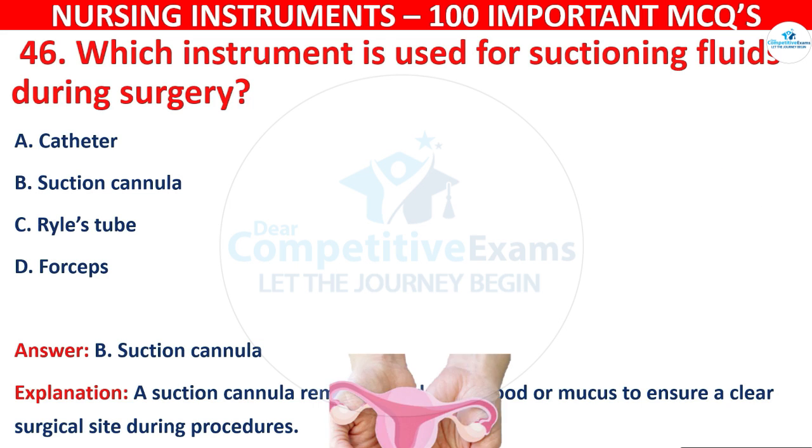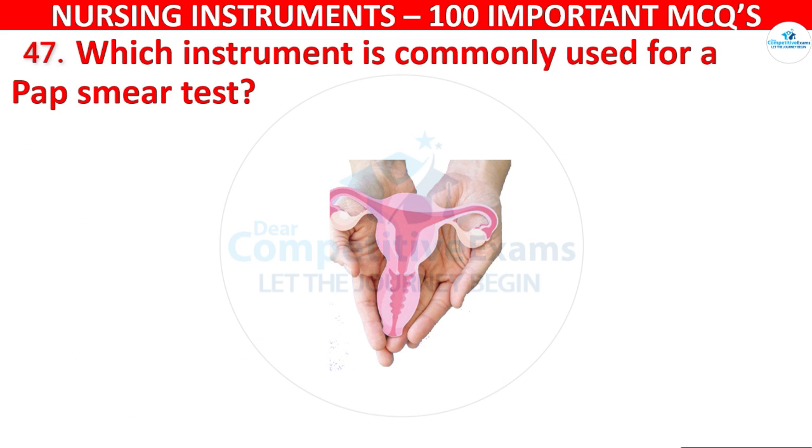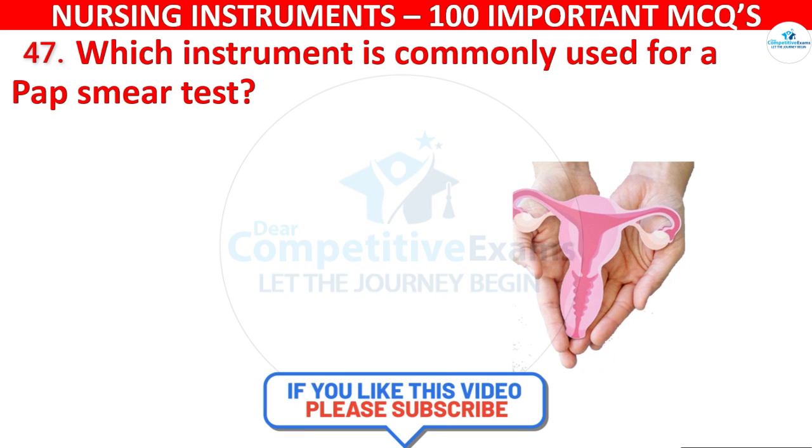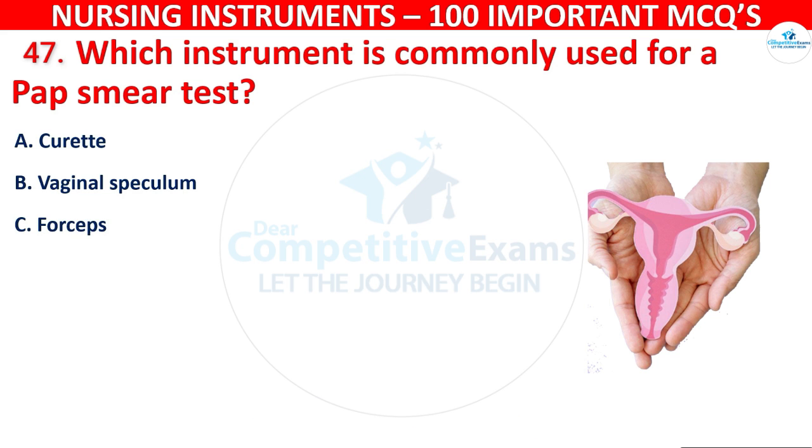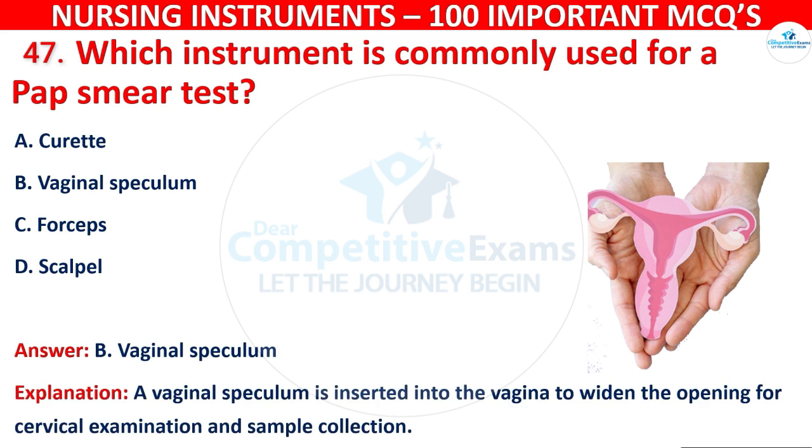Question number 47. Which instrument is commonly used for a pap smear test? Your options are curette, vaginal speculum, forceps, or scalpel. The correct answer is B, that is vaginal speculum. A vaginal speculum is inserted into the vagina to widen the opening for cervical examination and sample collection.